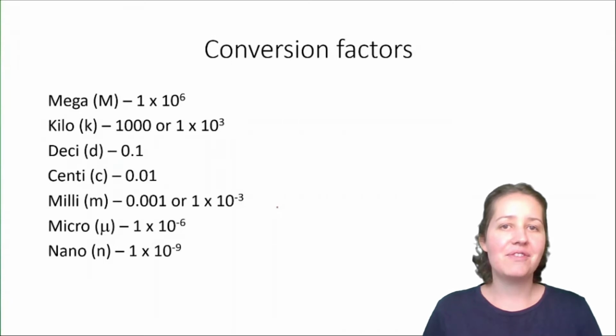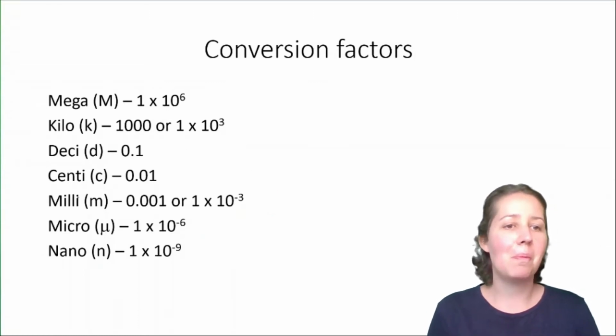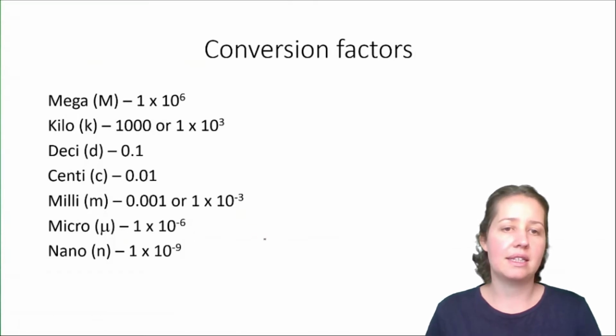First up, conversion factors. These are conversion factors that you are going to need to be familiar with. We have mega, kilo, deci, centi, milli, micro and nano. Some of them make your numbers bigger, some of them make your numbers smaller. It's worth bearing in mind that a lot of them are powers of 3, so kilo is 1 times 10 to the 3, mega 1 times 10 to the 6, milli 1 times 10 to the minus 3, micro 1 times 10 to the minus 6, and nano 1 times 10 to the minus 9.